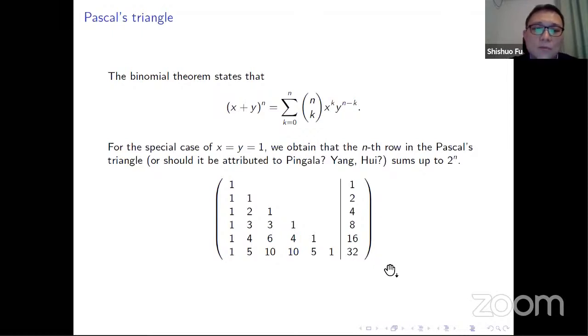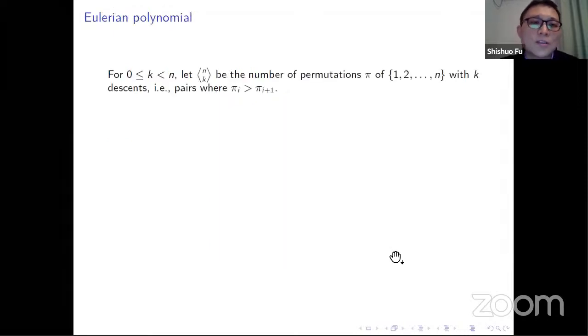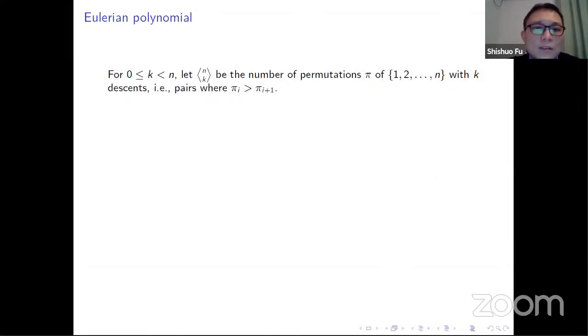When you sum up the row, you get 2 to the n. For another example, we can consider a very classical example in combinatorics and also number theory, the so-called Eulerian polynomial, first studied by Euler.